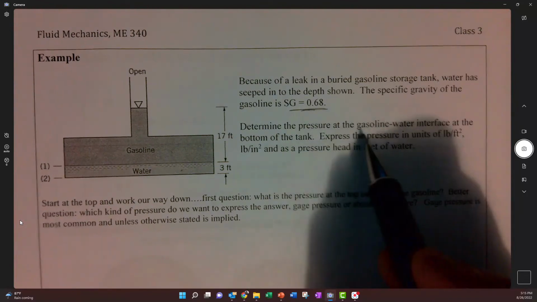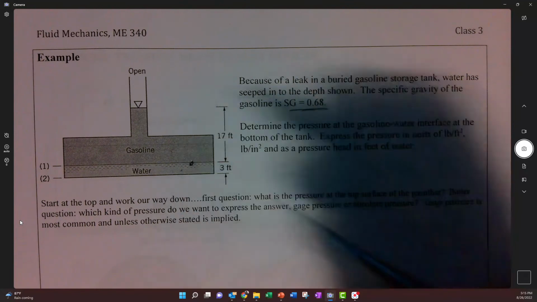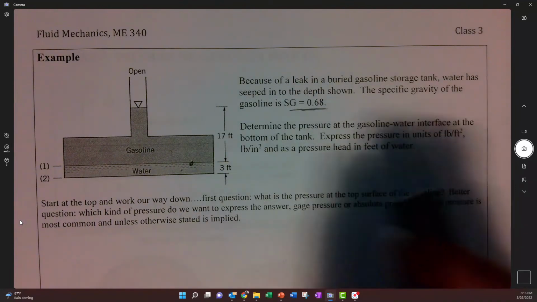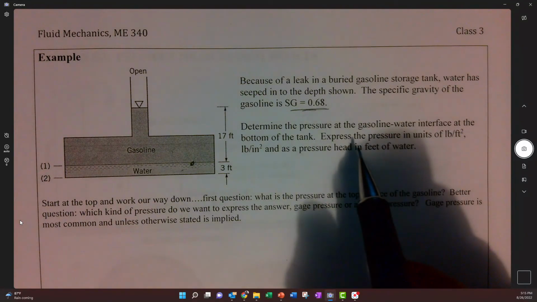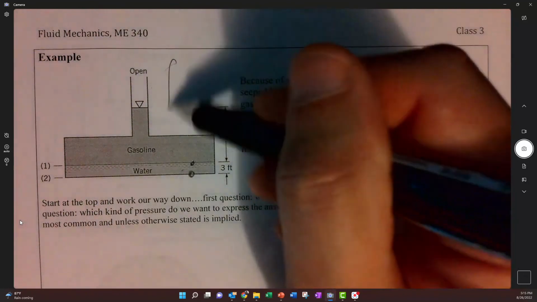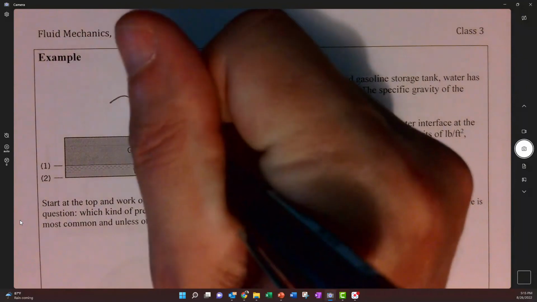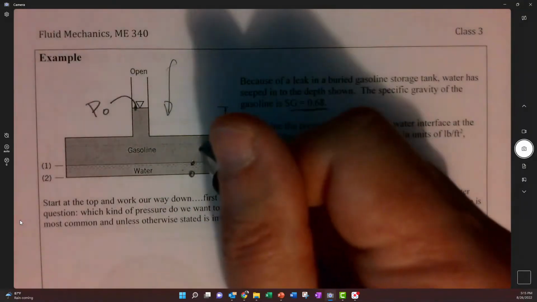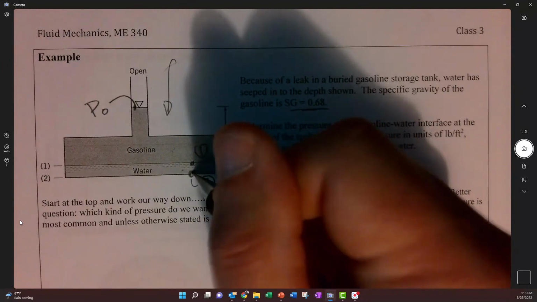We want to determine the pressure at the water-gasoline interface, like right there, and at the bottom of the tank. Do we have to do it at the bottom of the tank too? No, I think we just had it. Yeah, we want to do it at the bottom of the tank too. Might as well. So what we want to do is start at the top and work our way down. I'm going to call this pressure right here, I often will call atmospheric pressure P0. I'm going to call this point 1, and I'm going to call this point 2. So this could be P1 here and P2 right there.